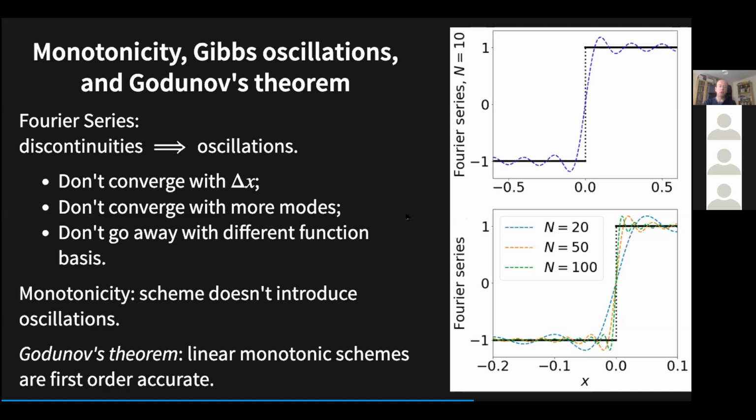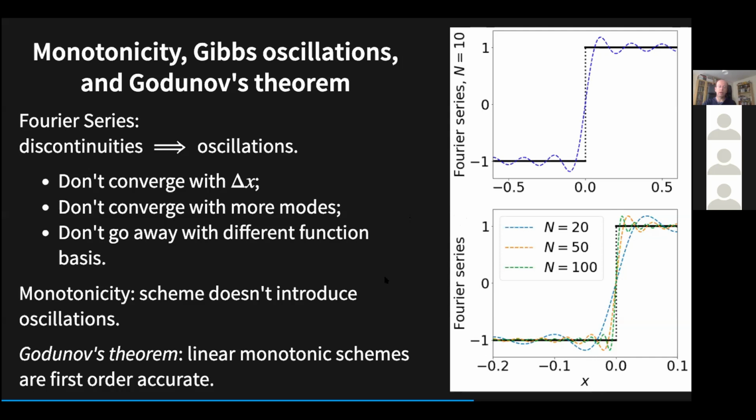So what we really want is our solution to be monotone. That is to say that the scheme doesn't introduce oscillations. So in particular, it doesn't introduce any value that is smaller than the minimum at the start or larger than the maximum at the start.